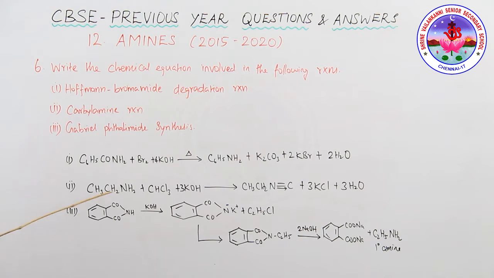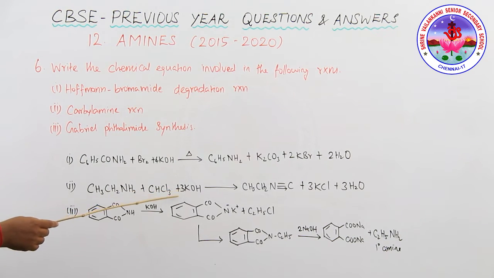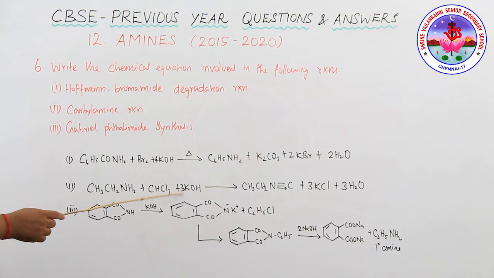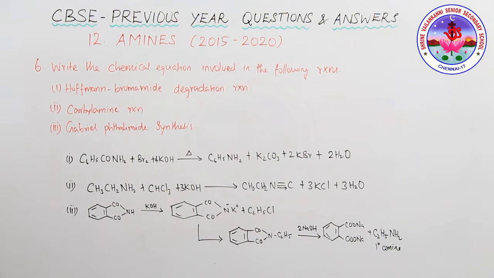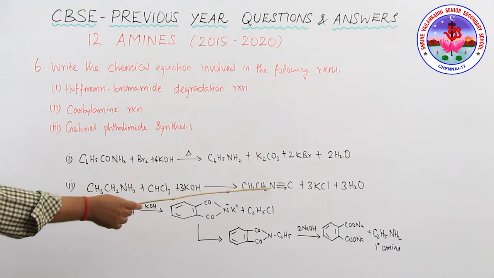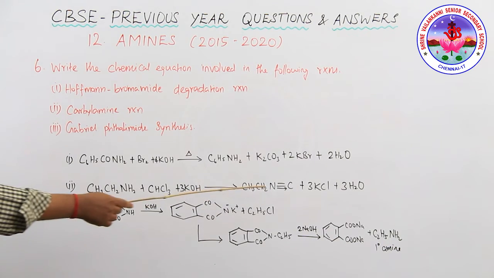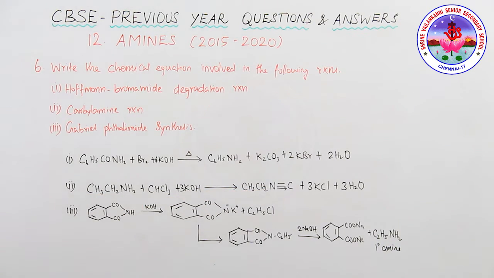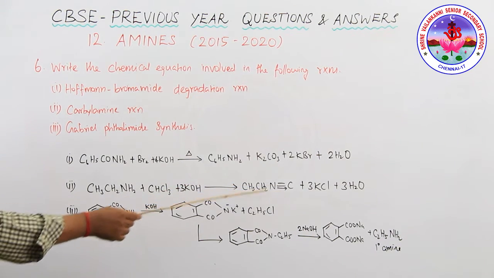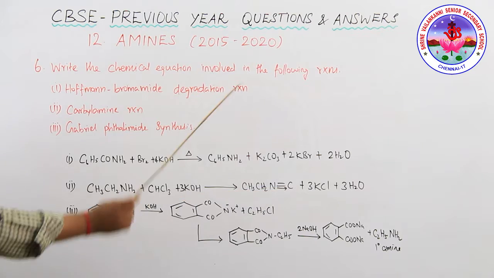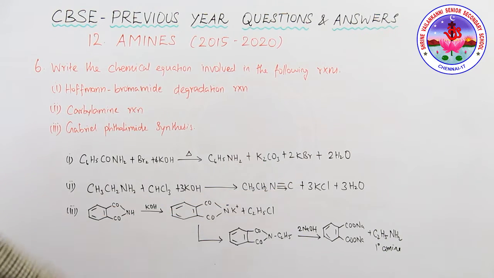Ethylamine reacts with chloroform in the presence of potassium hydroxide solution to form ethyl isocyanide, along with potassium chloride and water.